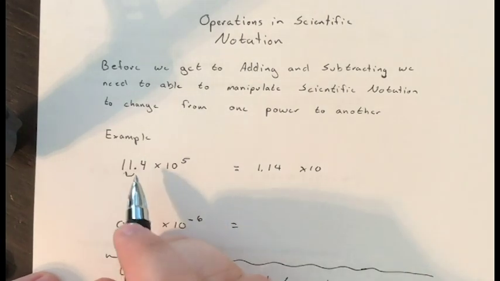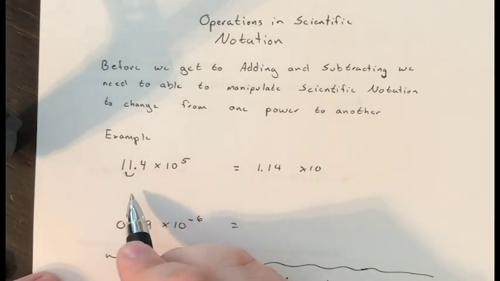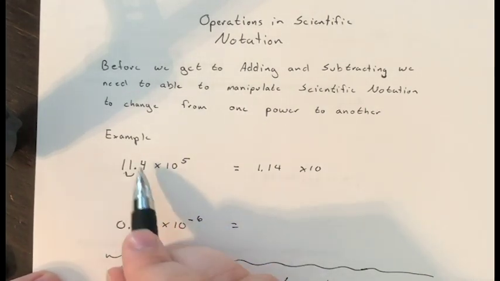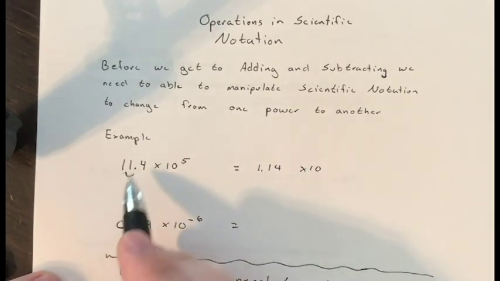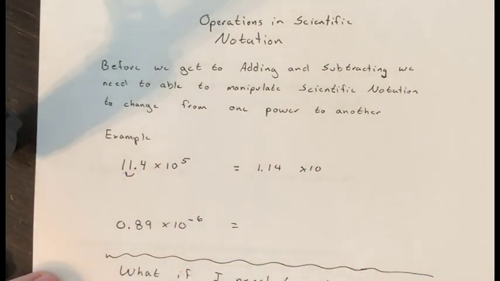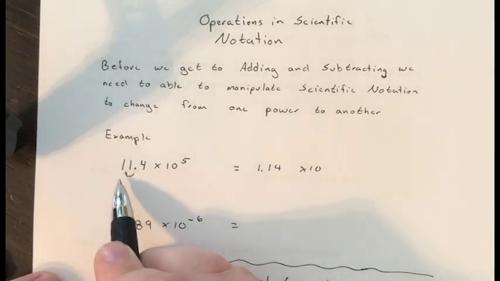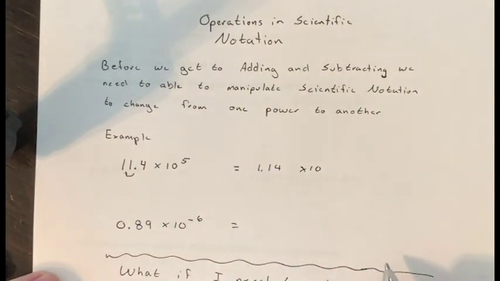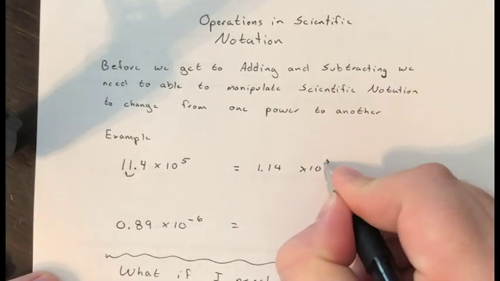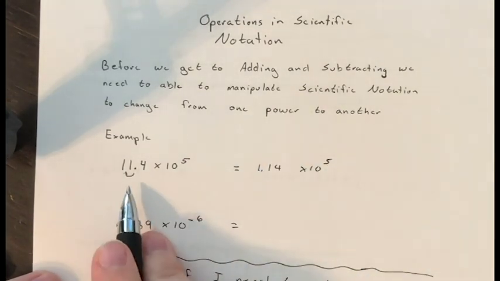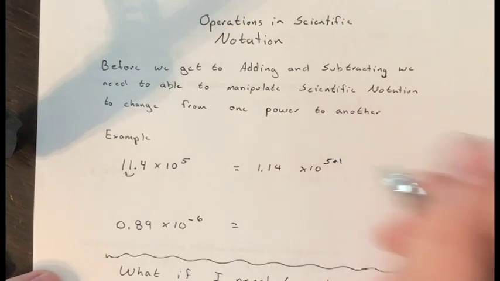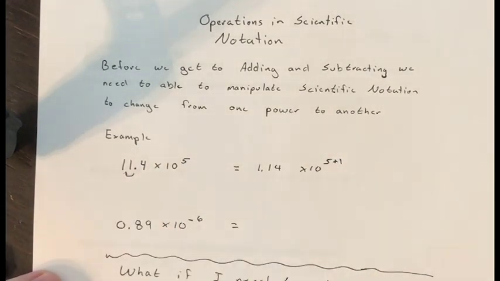Well, it's pretty easy if you look at it. If you recall from the last video, when we're working with large numbers and we move to the left, we actually have a positive number. So in this case, I jumped 1. So technically what I can do is take that original 5 and add 1 to it, because I moved to the left here.